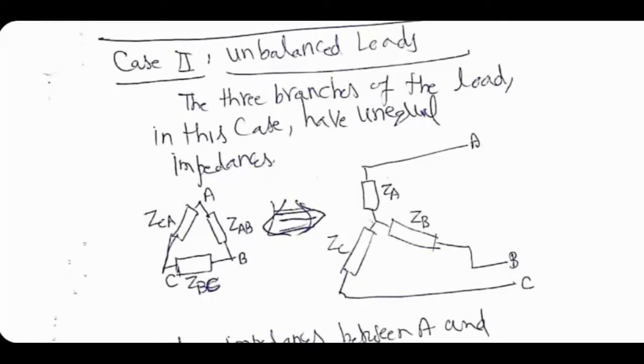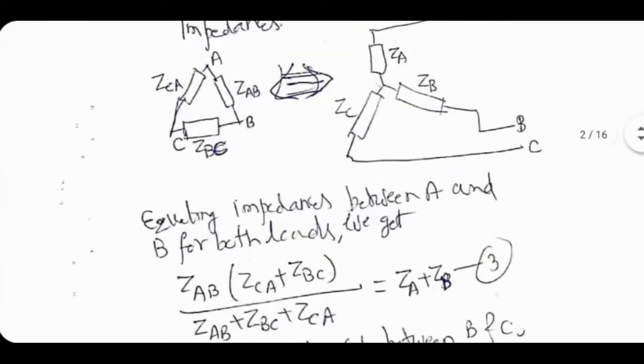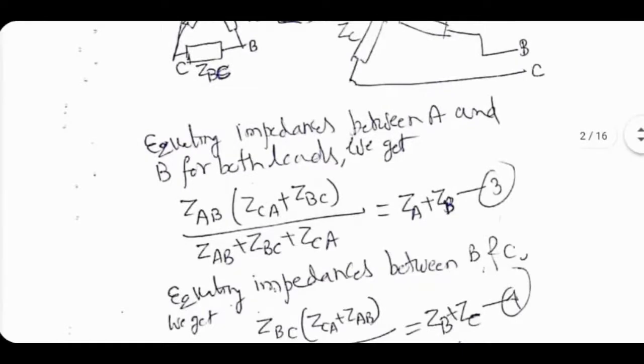What will be the formulas for ZA, ZB, ZC in terms of ZCA, ZAB, and ZBC, and the other way around? The method is the same. You calculate the impedance between A and B in both cases, equate the result. Then you calculate the impedance between B and C in both cases, equate the result. Then you calculate the impedance between C and A in both cases and equate the result. You get three equations, you solve them.